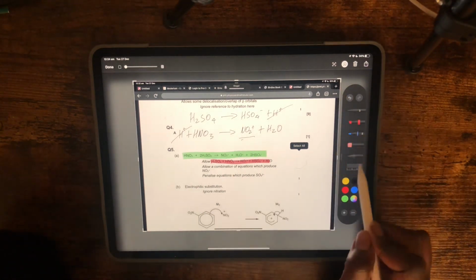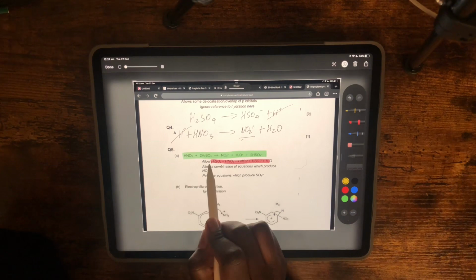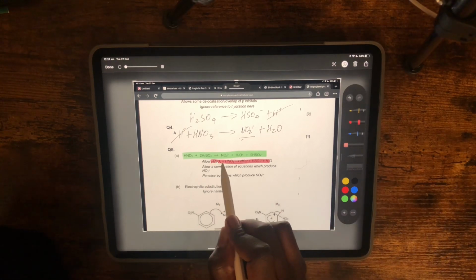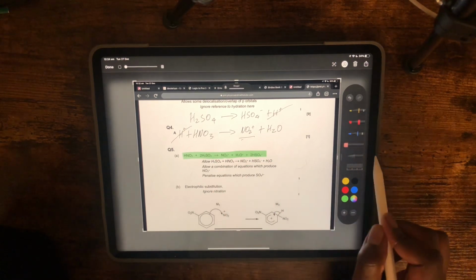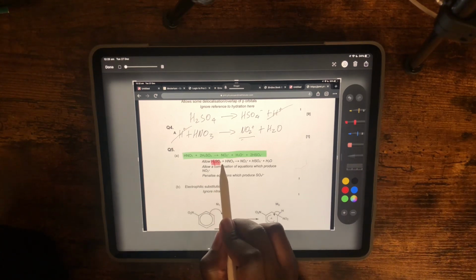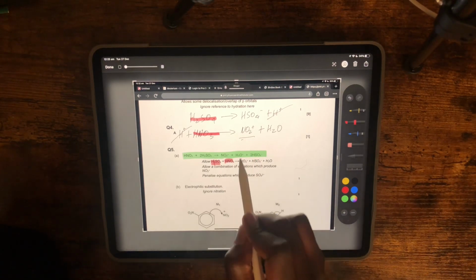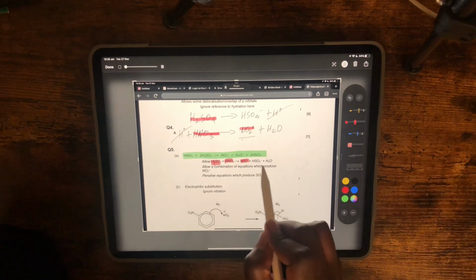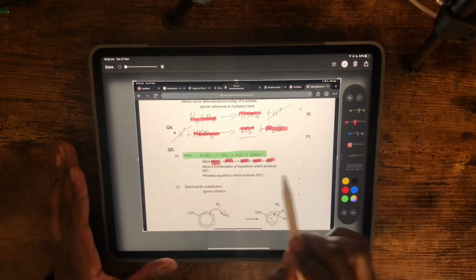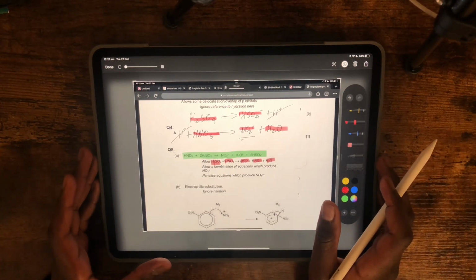Let me use a different color here to show you. H2SO4 plus HNO3 goes to NO2+ plus HSO4- plus H2O, and then the H+ cancel out. If you really struggle with this question, you can do those two half equations first, and then add them together to make an overall ionic equation. But this one here is easy.